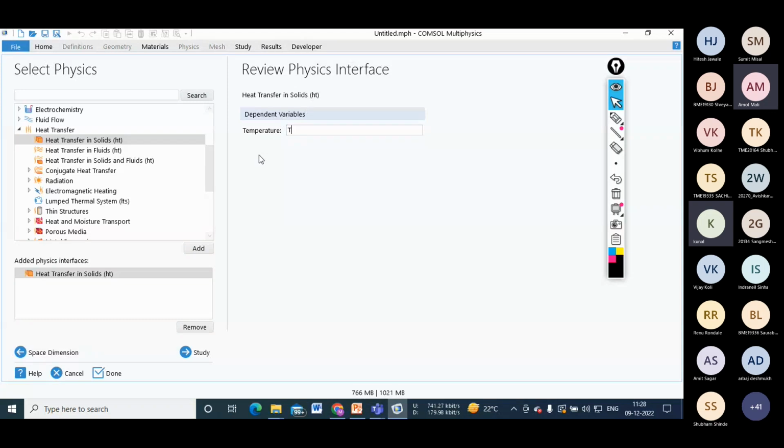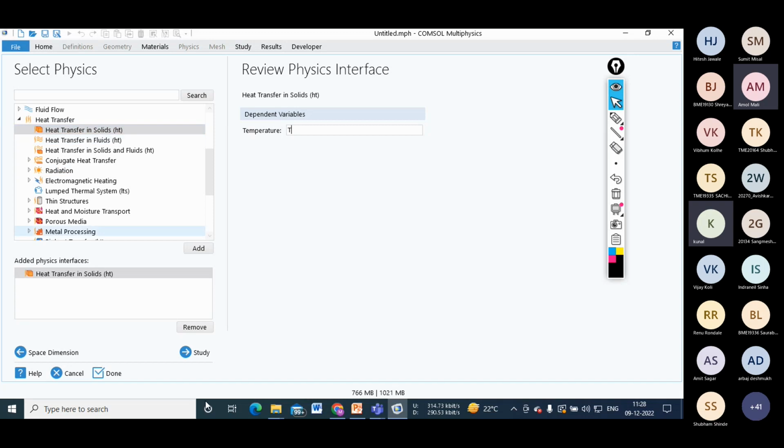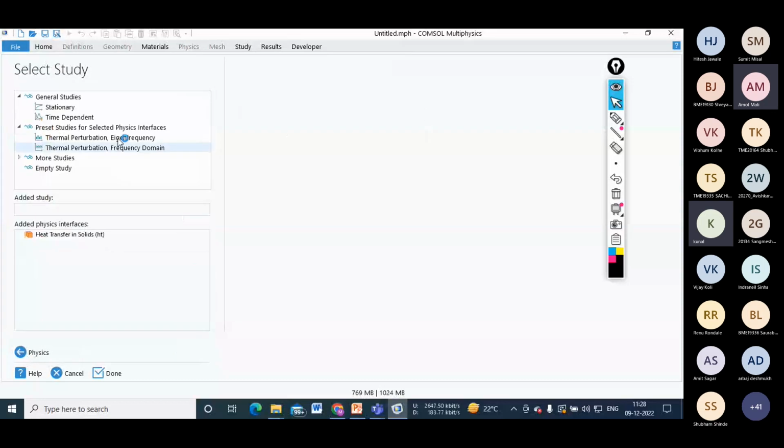So in a heat transfer problem also there is a degree of freedom, that is, temperature is the degree of freedom, or you can say the dependent variable. Here I have selected heat transfer in solids, then I will select the study. It will ask which type of study you want to use: stationary, time dependent, thermal with eigenfrequency, thermal with frequency domain, or you can add more studies. Mostly we will see two studies: the stationary study or the time dependent study.